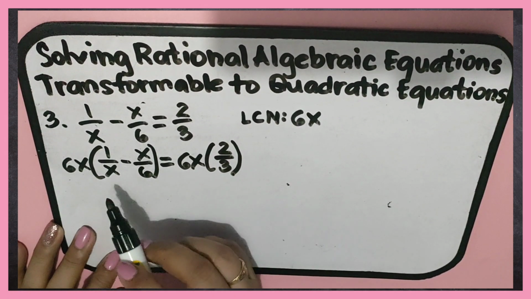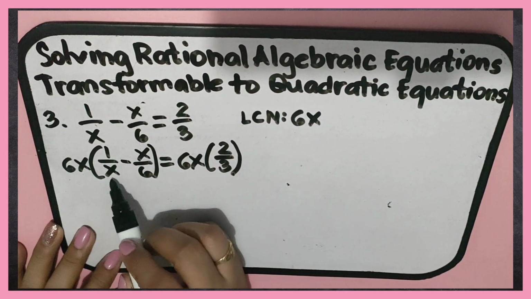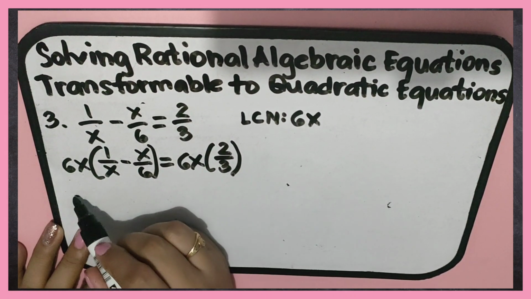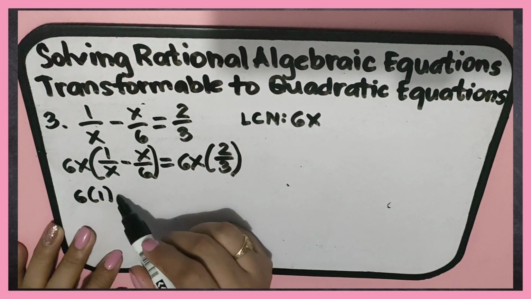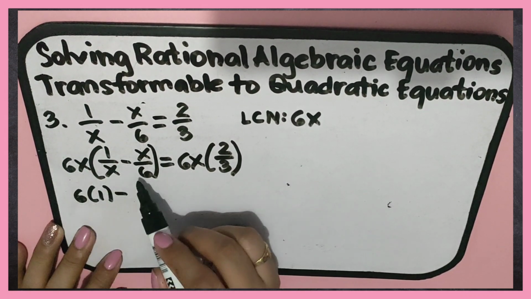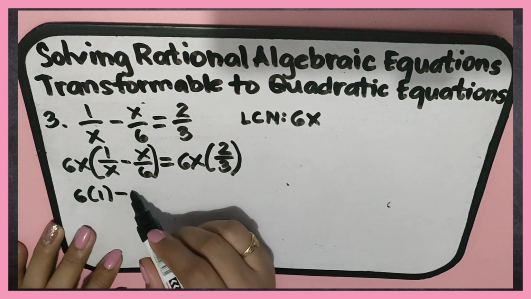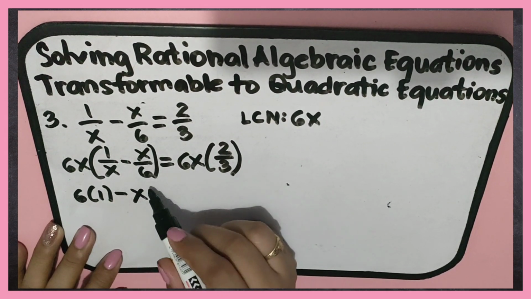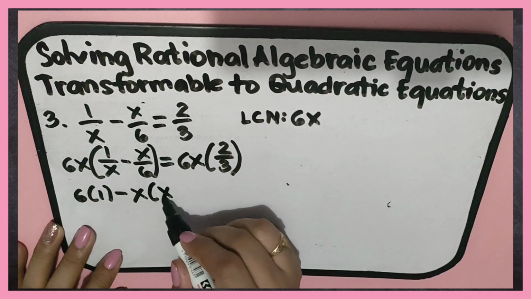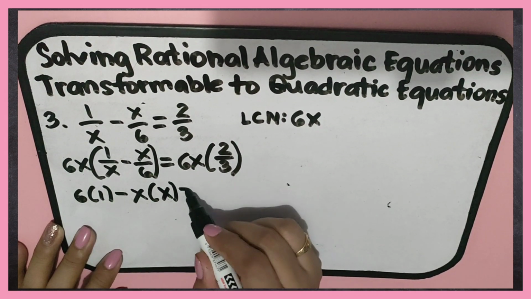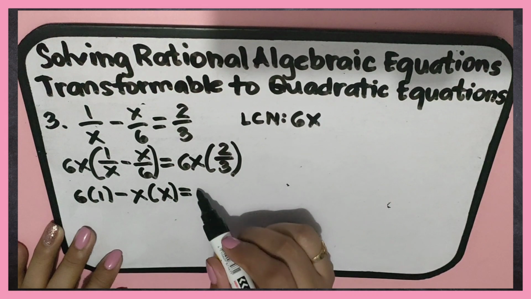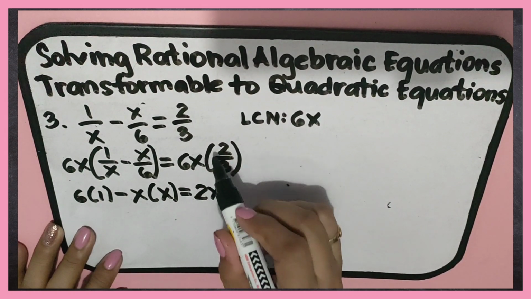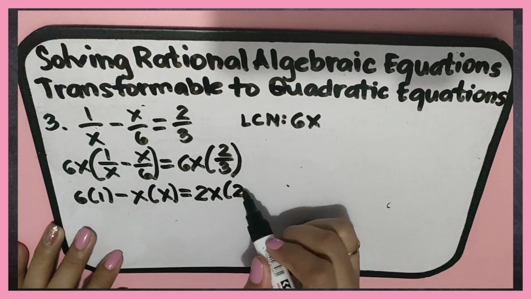Okay, let us simplify the equation first. We have 6x divided by x, so we have 6 multiplied by 1, minus 6x divided by 6, so we have x multiplied by the numerator x. Then equal sign, 6x divided by 3, and that is 2x times 2.